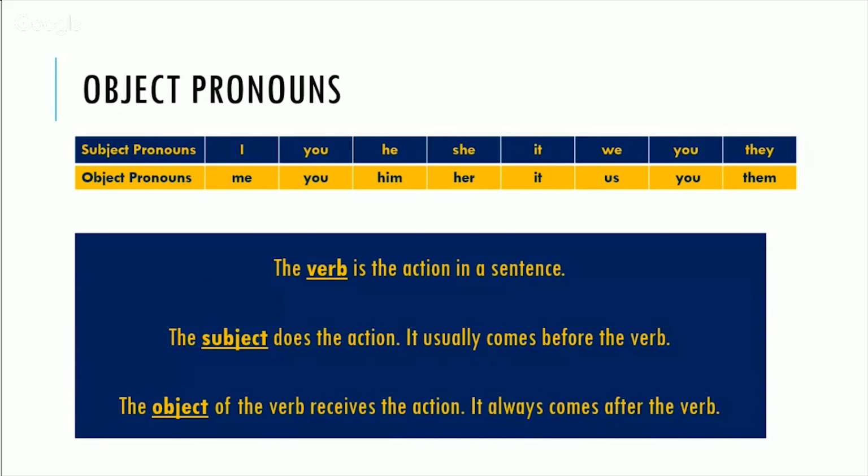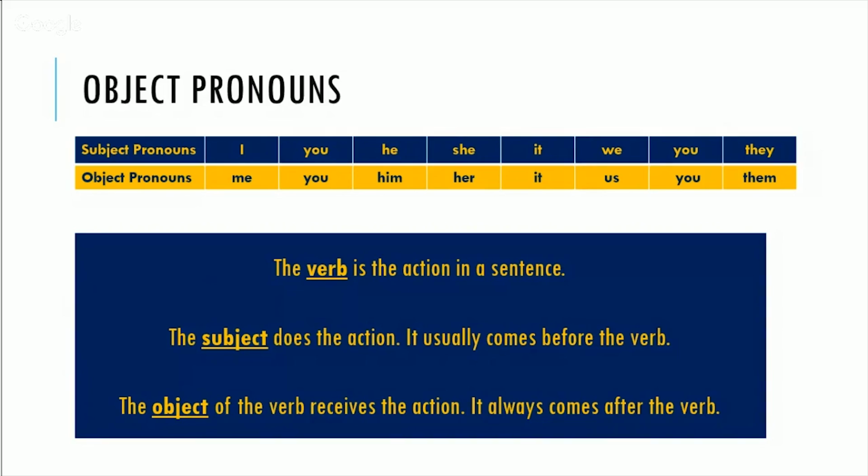Now, the subject of a sentence is what does the action. It usually comes before the verb. Not always, but usually it's before the verb. So the verb is the action in the sentence. The subject does the action. It's the thing or the person that's doing the action. And then you have the object of the verb, which receives the action. And it always comes after the verb. The object always comes after the verb.